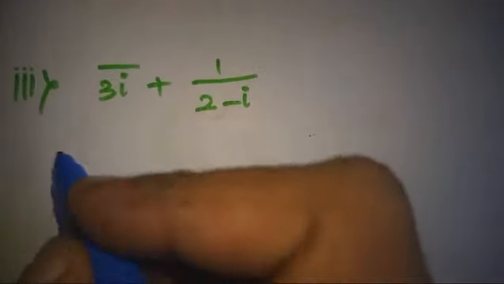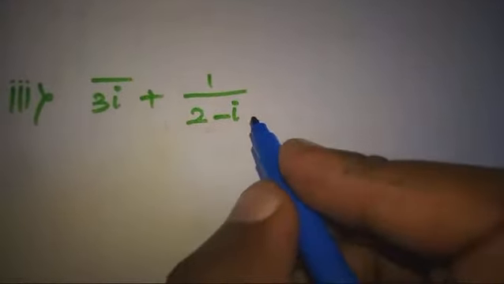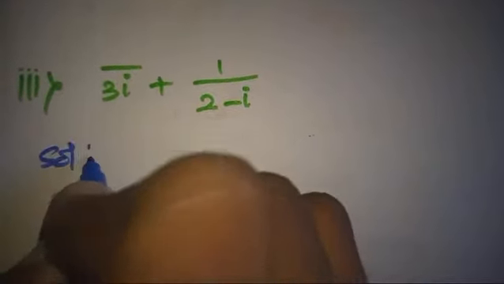The third part: 3i conjugate plus 1 by 2 minus i. So for this we have to apply the rectangular form. So let's start the solution.